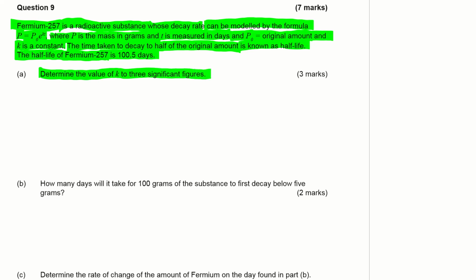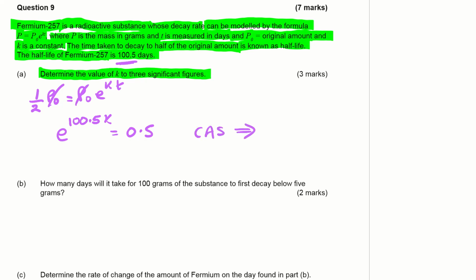Well, if the original amount is P0, we're looking at when it gets to a half P0. So that is going to give us that, and the P0s will cancel here. So we're after e^(kt) = 1/2, where t is 100.5. So what we want to do is solve e^(100.5k) = 0.5, and we're just going to put that in the CAS, and it gives us that k is negative 0.00690.